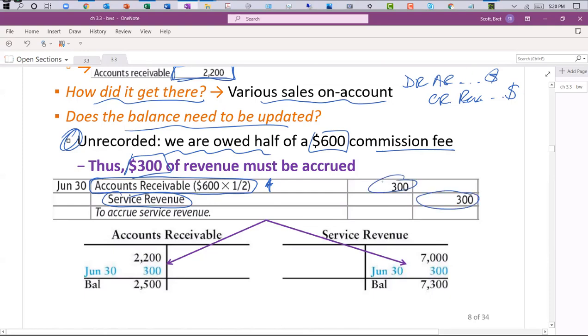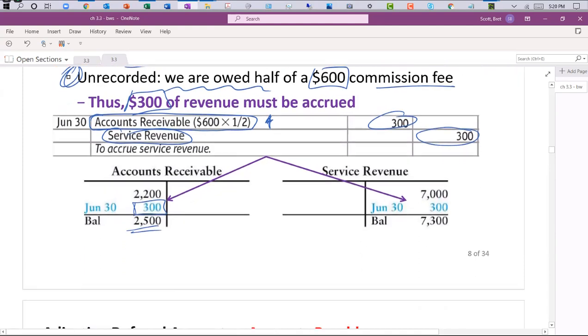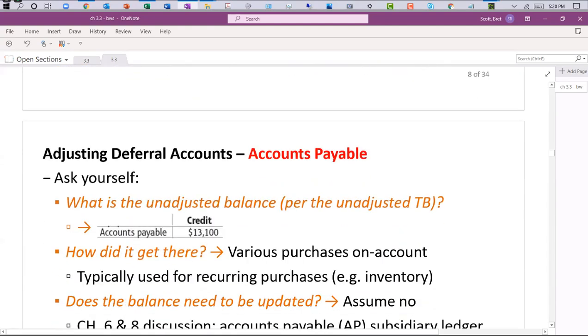It's also possible that accounts receivable needs to be adjusted downward if there's a check from a customer lying around in someone's desk that I haven't recorded yet. Either way, realize that adjusting journal entries like these have to be adjusted upwards or downwards. Accounts receivable, when we record that, increases the balance to 2,500. There's the service revenue we need to record.